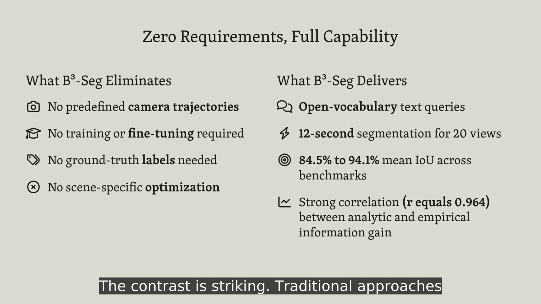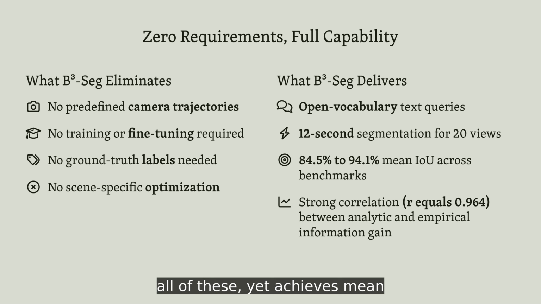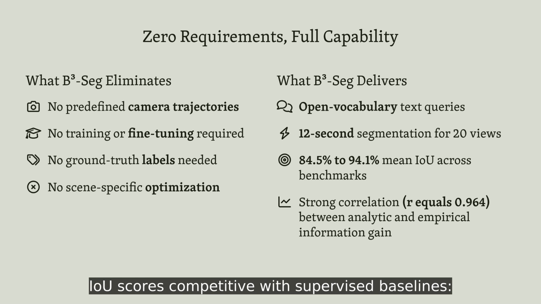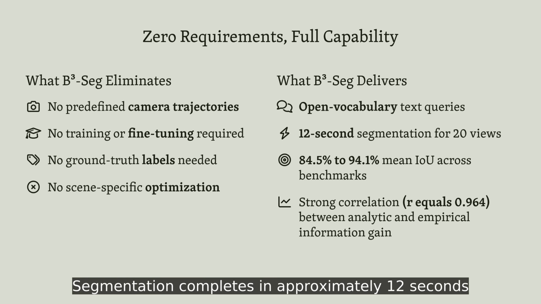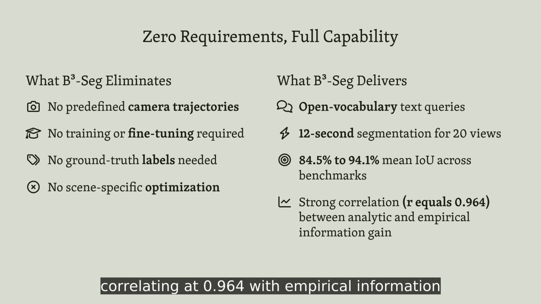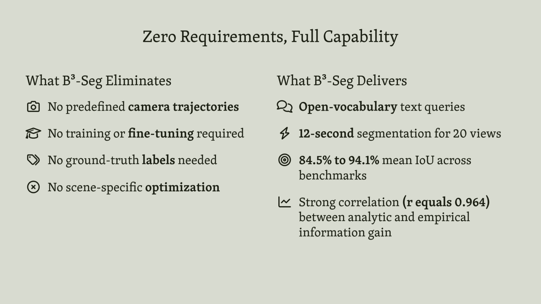The contrast is striking. Traditional approaches demand camera paths, training cycles, labeled data, or iterative optimization. B³-Seg discards all of these, yet achieves mean IoU scores competitive with supervised baselines, 84.5% on LERF-mask and 94.1% on 3D-OVS. Segmentation completes in approximately 12 seconds for 20 views, with analytic EIG correlating at 0.964 with empirical information gain.